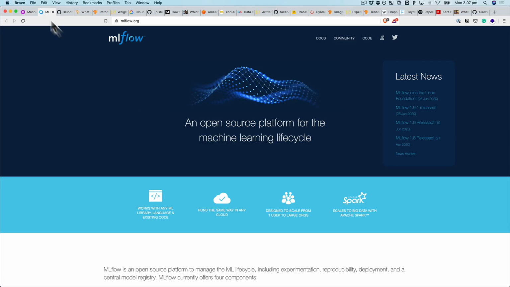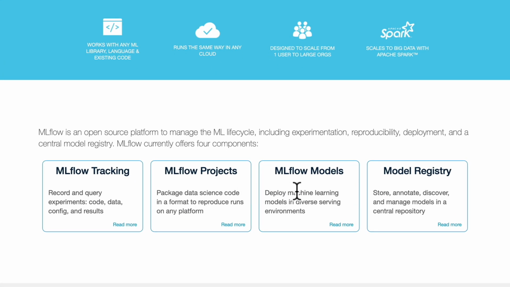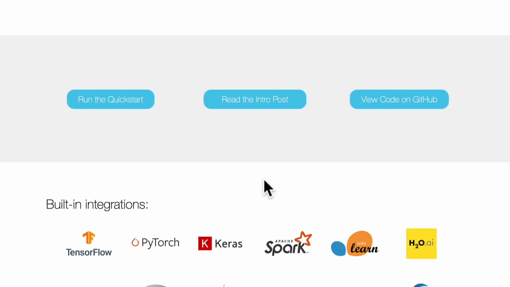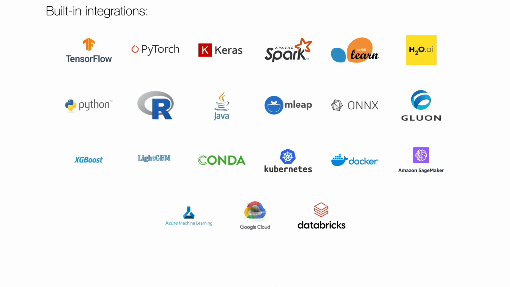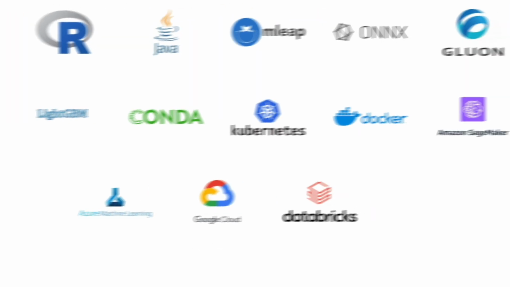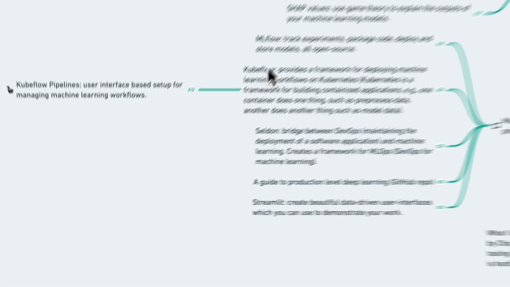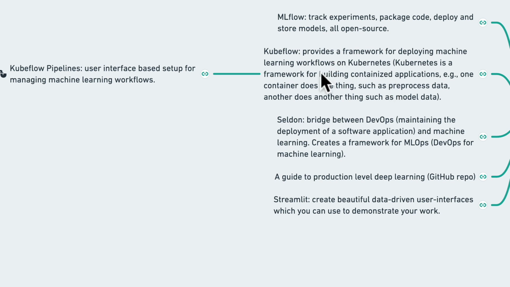So MLflow, that's what we're going to look at. An open source platform for the machine learning lifecycle. MLflow tracking, projects, models, registry. Built-in integrations. These are all other machine learning tools that you can use. There we go. Azure Machine Learning, that's Microsoft's offering. SageMaker, we mentioned that. Google Cloud, Kubernetes. That's what Kubeflow is. I imagine Kubeflow is just a workflow built on top of Kubernetes. If you don't know what Kubernetes is, it's a framework for building containerized applications. For example, one container does one thing, such as pre-processing data, and another does another thing, such as modeling data.